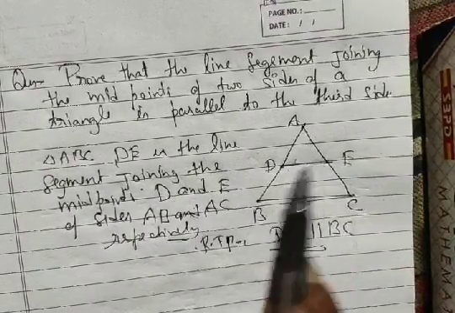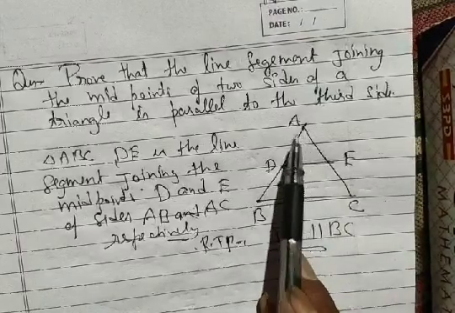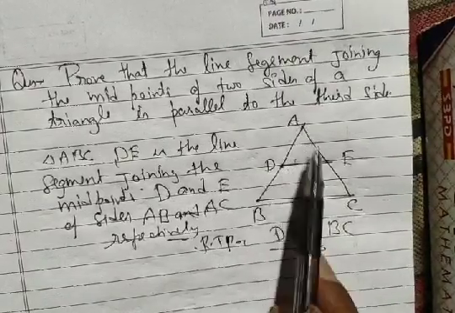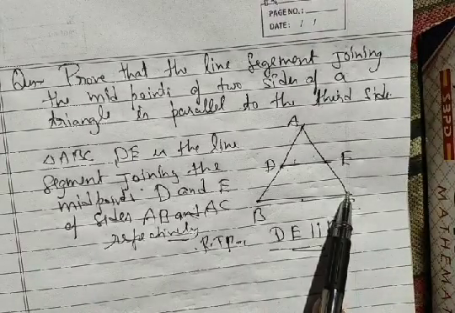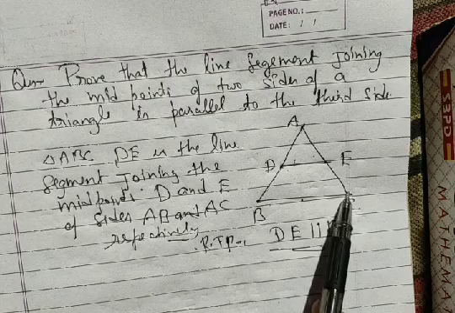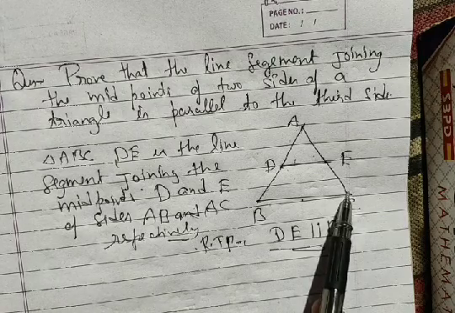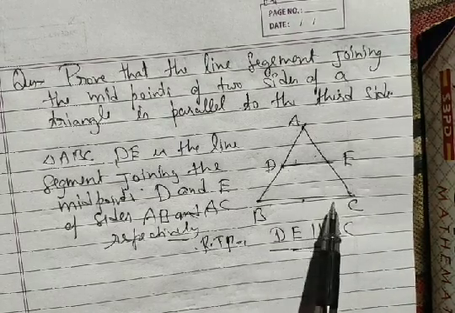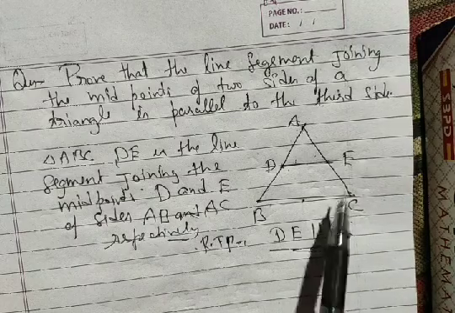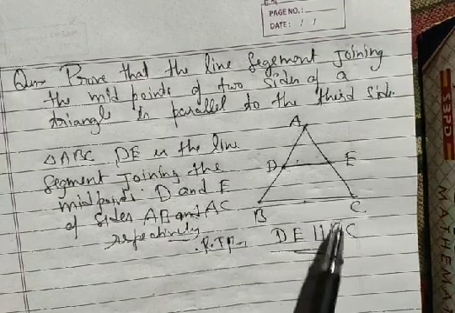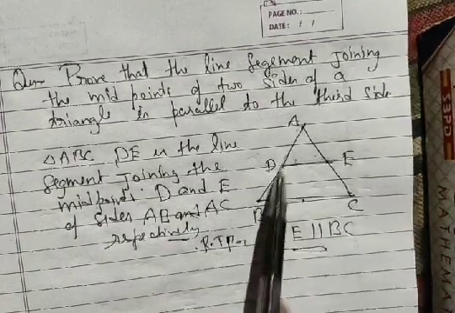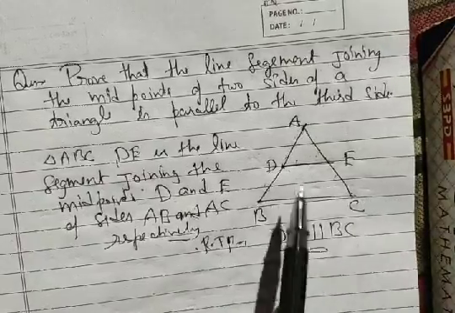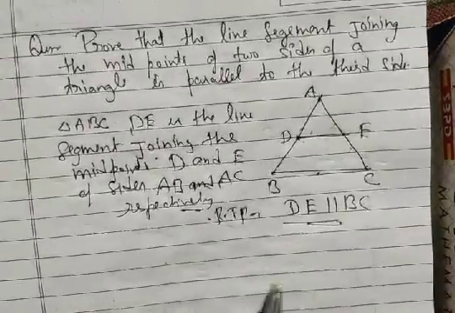To show DE is parallel to BC, if we are able to prove that the ratio of AD to DB is equal to AE to EC, then by using the converse of the basic proportional theorem, DE is parallel to BC. So we have to show that AD is to DB equal to AE is to EC. Then we will try to get this result.